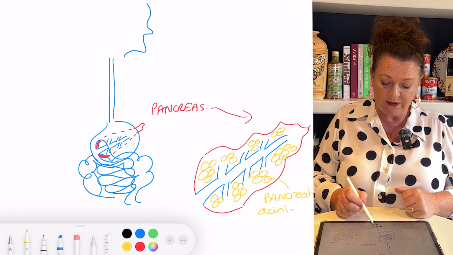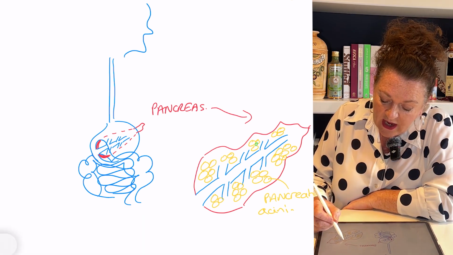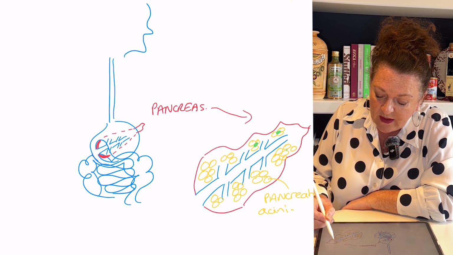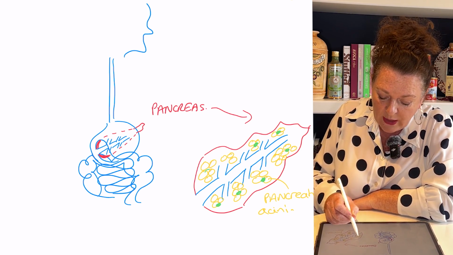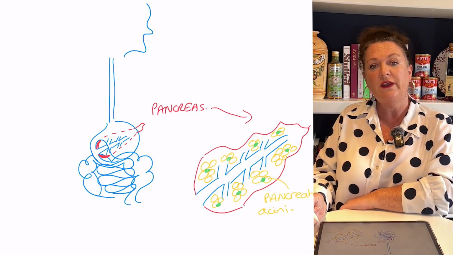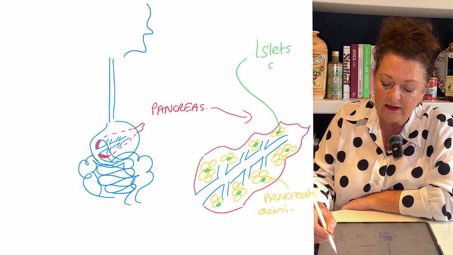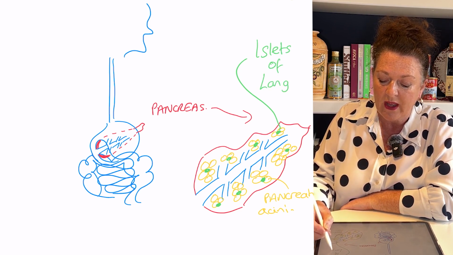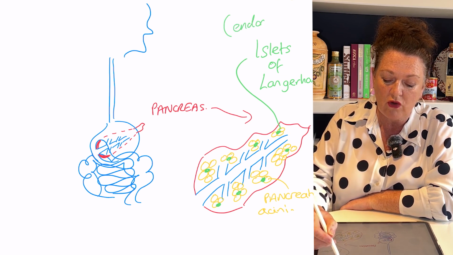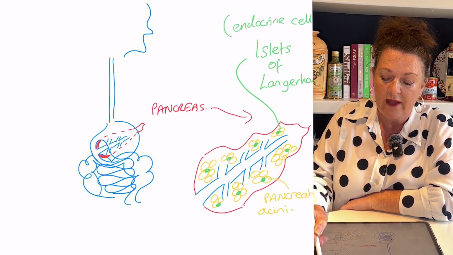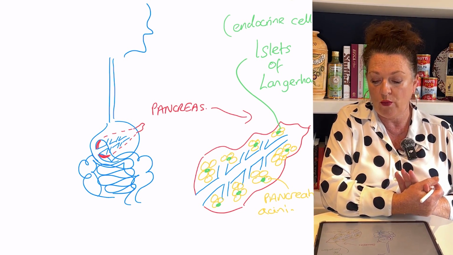Then we have other cells in the pancreas, and they make up 1-2%, and they are dotted amongst the pancreatic acini. So they make up a much smaller percentage of the pancreas cells, and these are called the islets of Langerhans. Now, islets of Langerhans are described as being endocrine cells. And for those of you that don't know, endocrine cells secrete hormones.